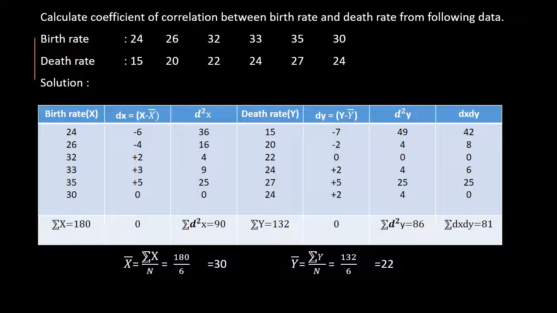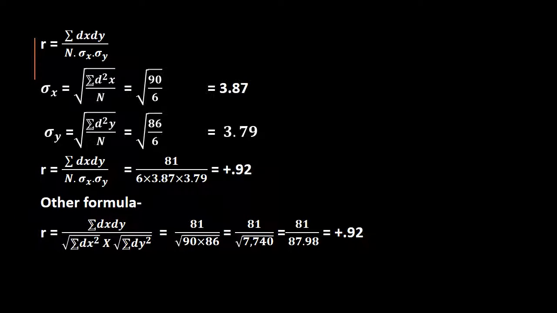Now the square of deviation of y, and the last column is dx dy, that is deviation of x multiplied by deviation of y, that is minus 6 multiplied with minus 7, that is equal to 42. Now the sum of deviation of x and deviation of y multiplication is equal to 81, that is sigma dx dy is equal to 81. So putting in the formula, correlation is calculated as sigma dx dy divided by the number of observations into the standard deviation of x into the standard deviation of y.